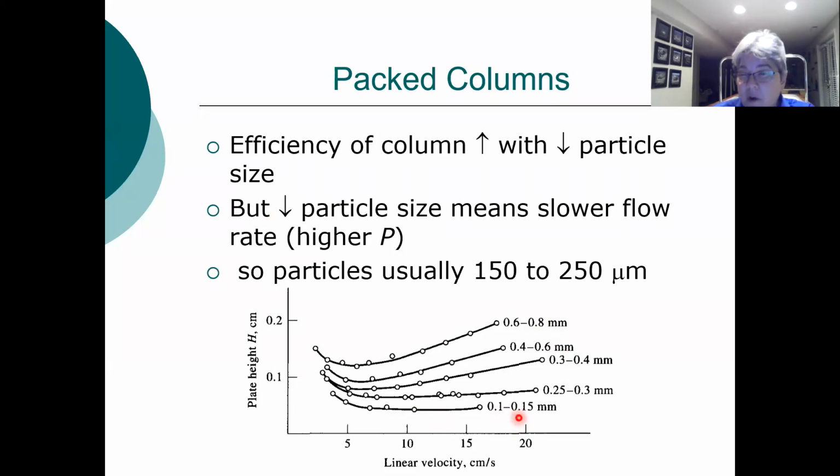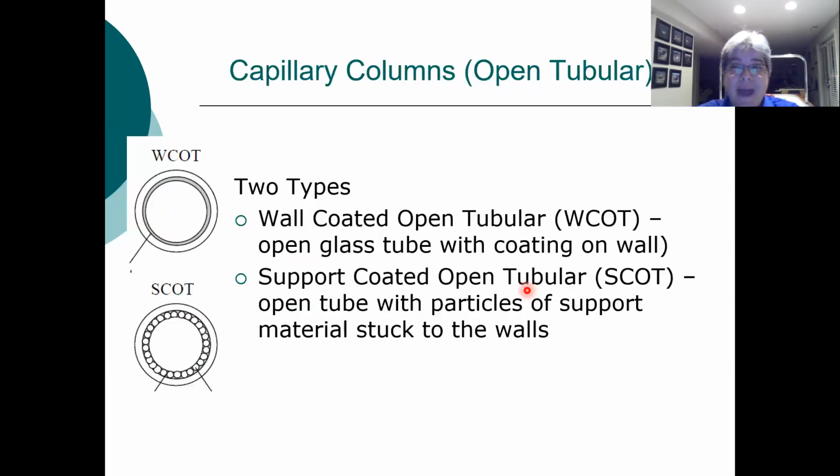But also, as the particles get small, that means the pressure gets higher too, and it will take a longer separation. So kind of the optimal particle size is in this range, 150 to 250 micrometers. That's kind of where we get the best particles. If you get smaller, it doesn't work well. Okay, so that was packed columns.